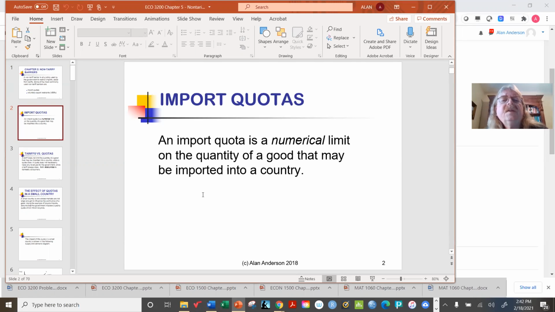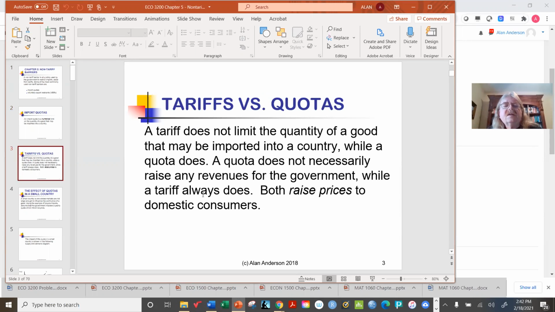So for us, the only restriction we might run into is a limit on the numerical quantity that can be brought into the country, regardless of the price. Okay, the price can be anything, and there's no taxes. It's just a limit on how much can come into the country. And so, what we'd like to do is analyze how this compares with a quota, a tariff rather.